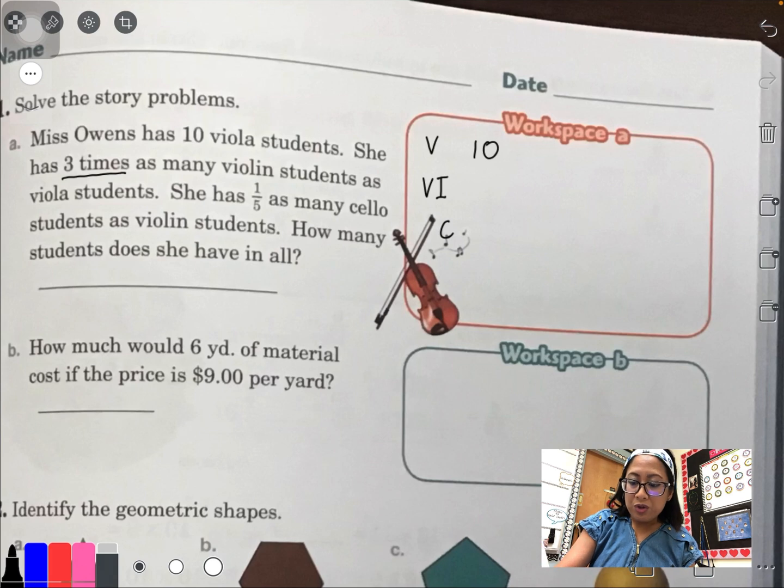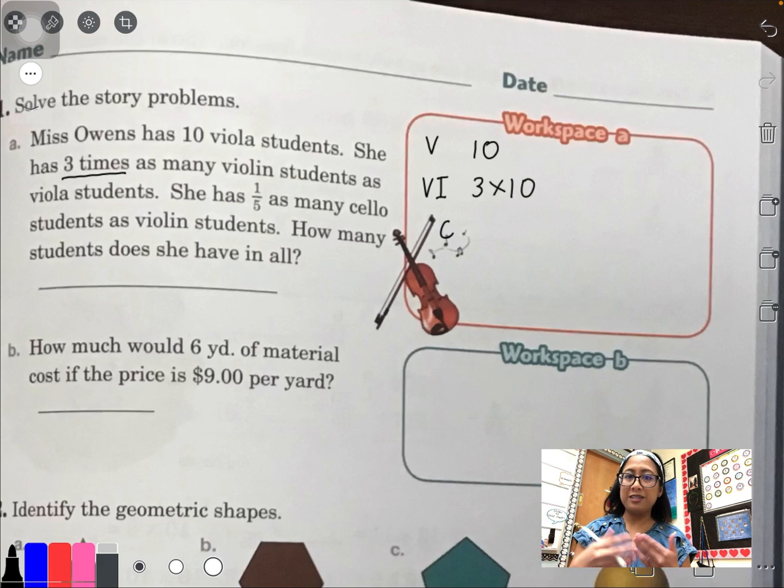So I've got to do 3 times as many viola students. So that's 3 times 10. Wow. Okay, let me rewrite this. That's going to be 3 times 10. And that's going to tell me how many violin students she has. So what's 3 times 10? 10, 20, 30. She has 30 violin students. She must have like a studio where she can teach all these instruments. So she has 30 violin students.